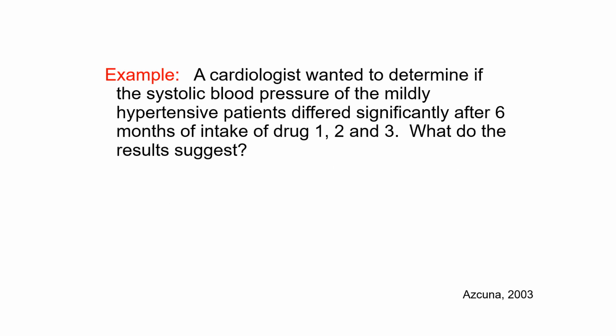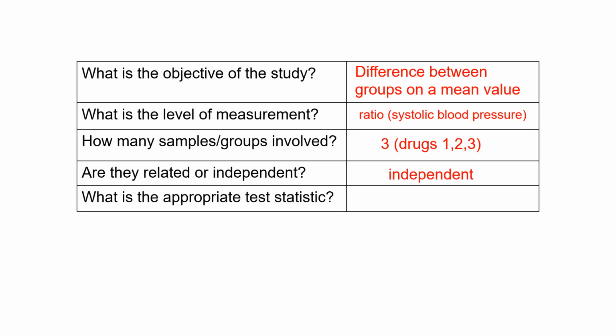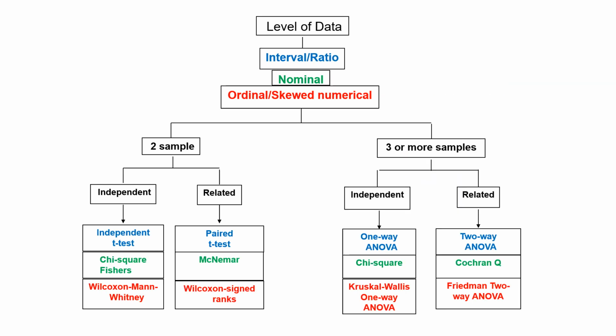The next example involves three groups compared on systolic blood pressure, which is ratio scaled, and calls for hypothesis testing. So given these factors, what is the appropriate statistical test? Using an algorithm based on factors to be considered in the choice of the statistical test, the appropriate statistical test to determine differences in systolic blood pressure between the three drugs is one-way ANOVA.